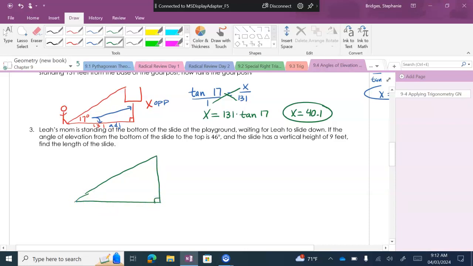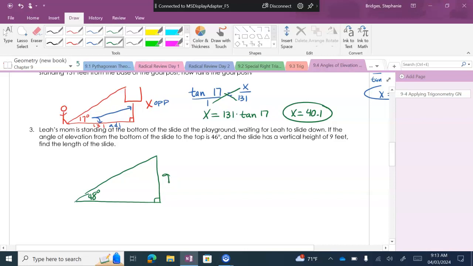Now it says Leah's mom is standing at the bottom of the slide at the playground waiting for her to slide down. The angle of elevation from the bottom of the slide to the top is 46 degrees. Remember, angle of elevation always goes at the bottom, okay, depending on which way you drew your line. It's going to be either here or here. So I'm going to put my 48 degrees down at the bottom. Then it says the slide has a vertical height of 9 feet. Which way is vertical? Straight up and down. Okay, so I'm going to put the 9 here.